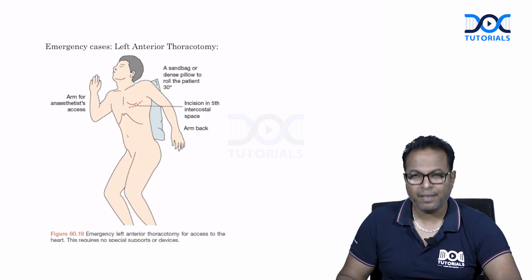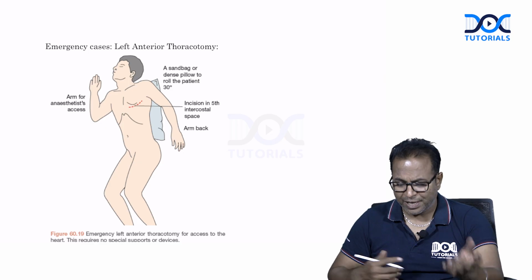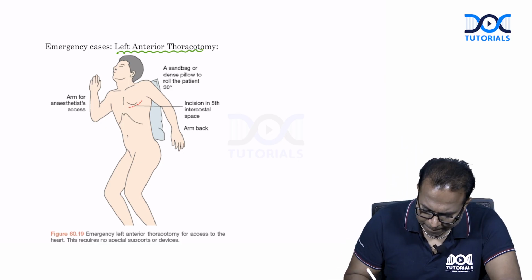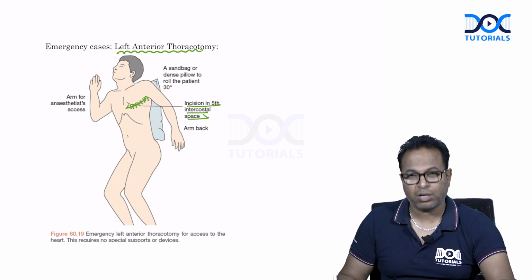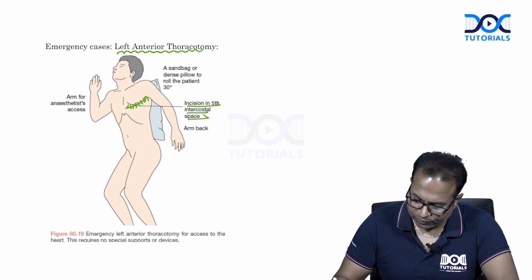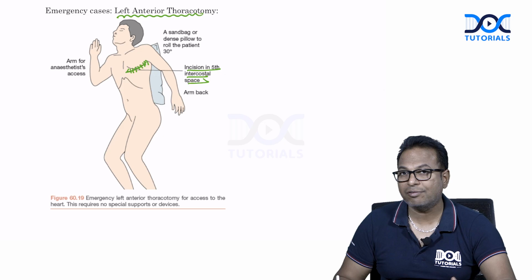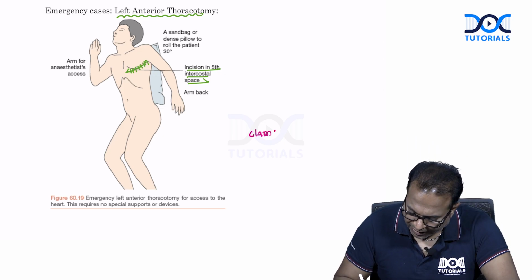In emergency cases, we cannot put the patient in left lateral position because we may sometimes need to open the abdomen also. In such cases, we do a left anterior thoracotomy. At the level of the 5th intercostal space, just open like this, it is called a left anterior thoracotomy. And most of you might know an emergency thoracotomy done anteriorly called clamshell thoracotomy.